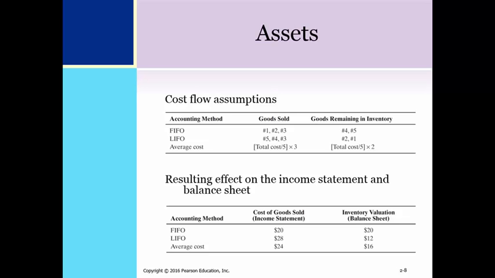Notice that no matter what inventory cost flow assumption is chosen, the cost of goods sold and the ending inventory amounts always add up to the amount paid for all inventory. In the case of Sage Inc., that would be $40.